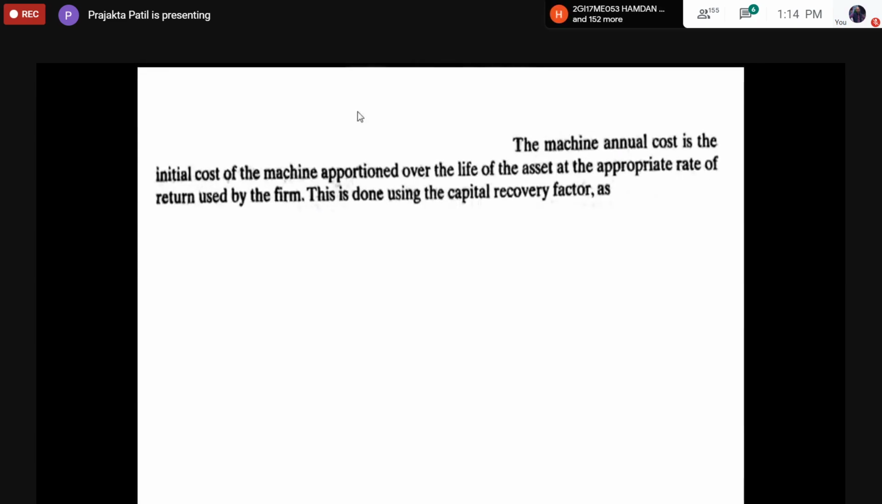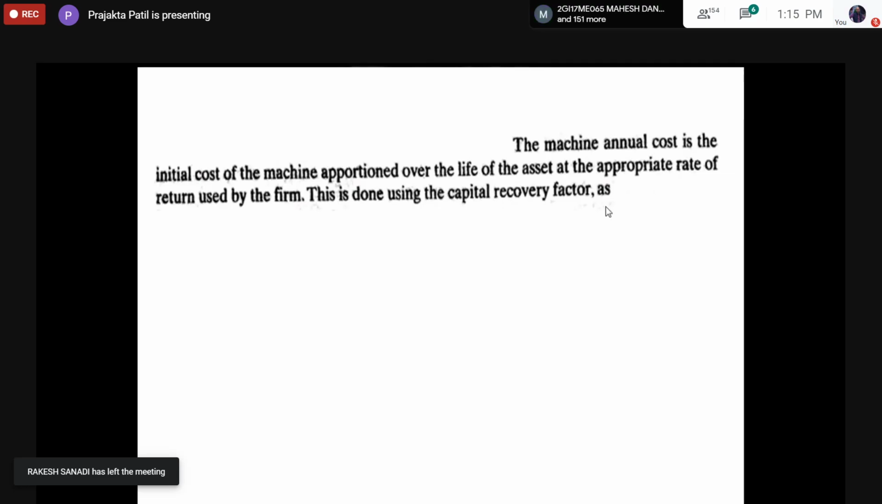So the machine annual cost. Till now we have determined the fixed cost, which is annual, and the variable cost. Then we saw the direct labor cost and the different types of expenses associated with it, but we have not come across the machine cost. Here, the machine annual cost is the initial cost of the machine apportioned over the life of the asset at the appropriate rate of return that is used by the firm. This is done using the capital recovery factor. What we are trying to do here is get some machine annual cost. So how do we get that? We will see.